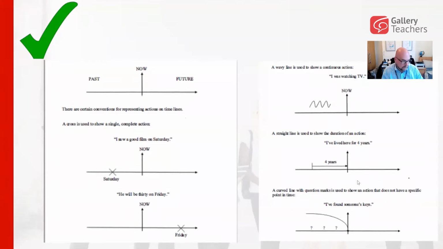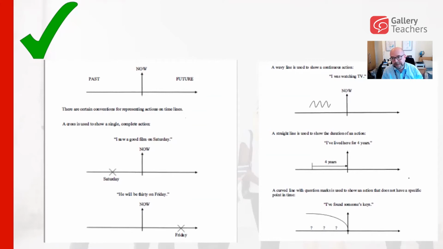The last point, I don't actually use this convention, Workman recommends it, is he's talking about a curved line with a question mark to show an action that doesn't have a specific point in time. So his example here is, I've found someone's keys. It's not a wavy line because it happened only once. It's not a continued action of finding it time and time again. So here he has the wavy line to say it's sometime in the past. It has present relevance because I've got the keys in my pocket now and I want to give them back to the owner. But the question mark indicates we don't know exactly when it happened.